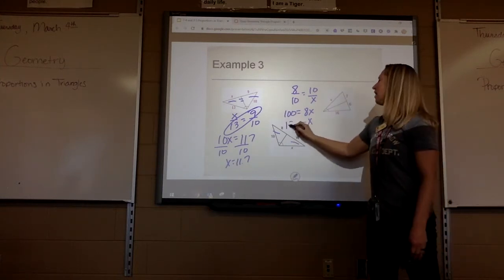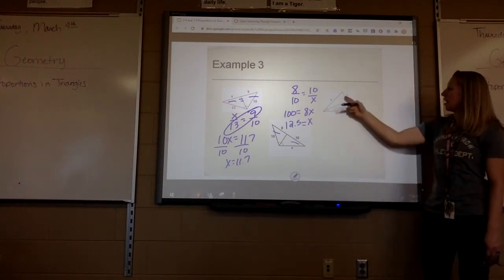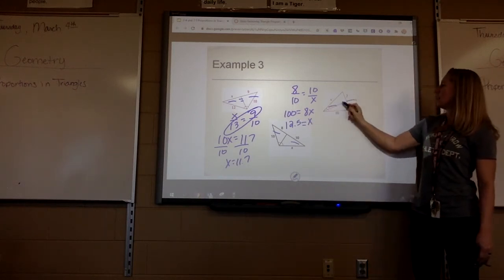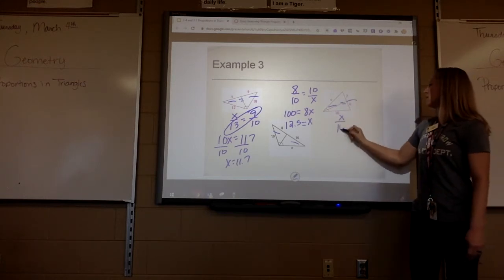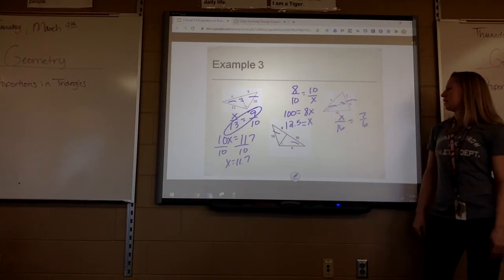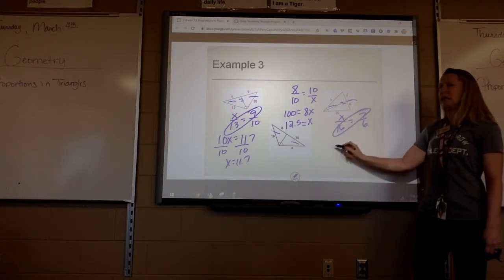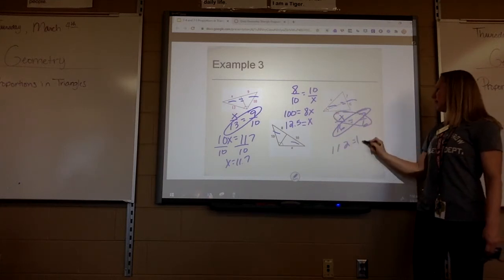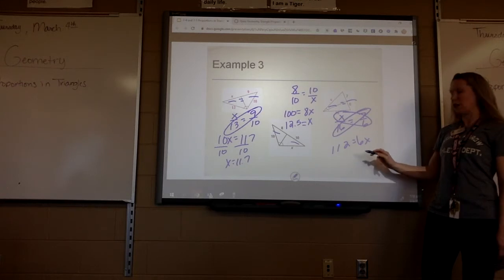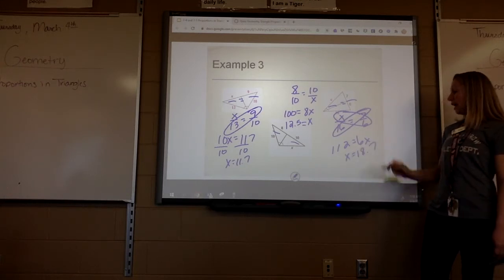12.5. 12.5. Thank you. Again, I see this one like that. X over 16, 7 over 6, cross multiply, 7 times 16, 112, 6 times x. What is 112 divided by 6? 18.6 repeating. I'll say 18.7.